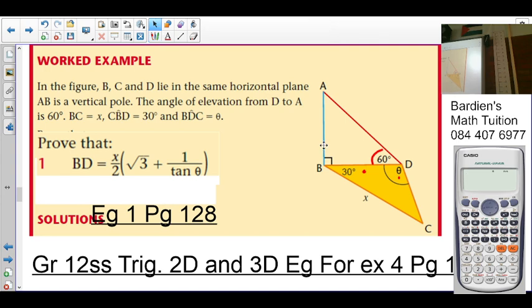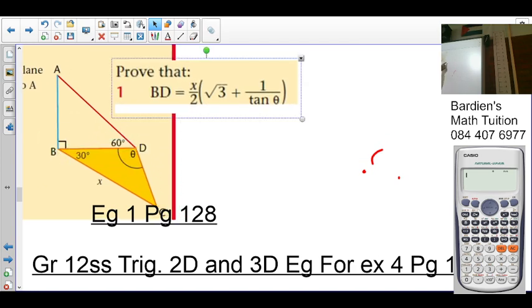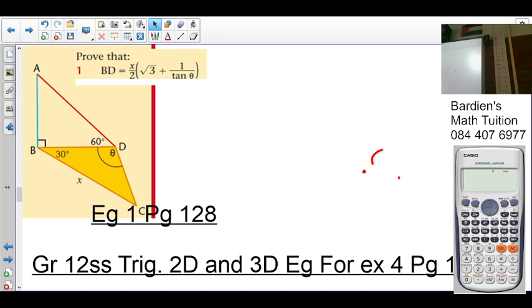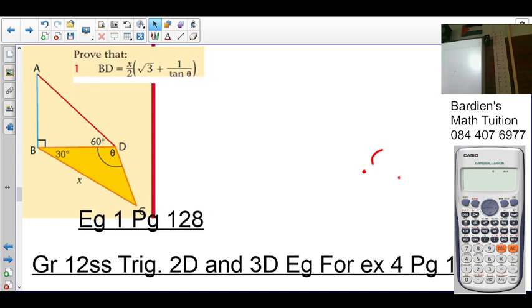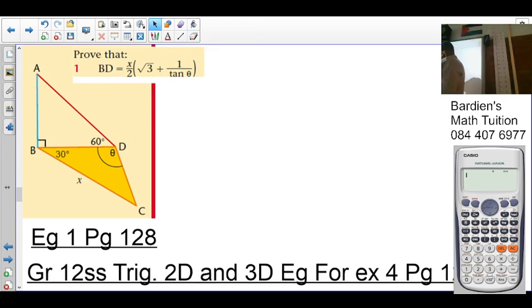Alright. First question says, prove that BD is equal to that. So I can move this over so that we can have space. Is that okay, people? Right. So the question says, number 1, prove that BD is equal to x over 2 into the square root of 3 plus 1 over tan theta.